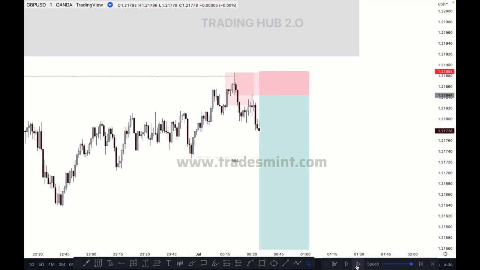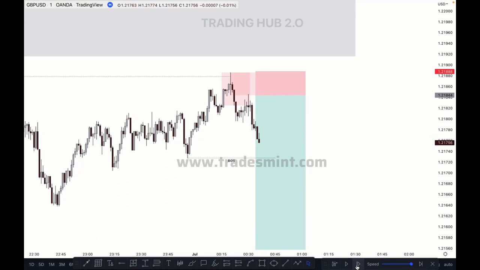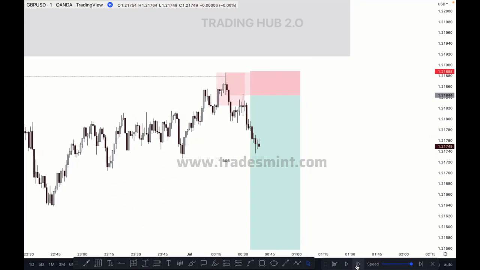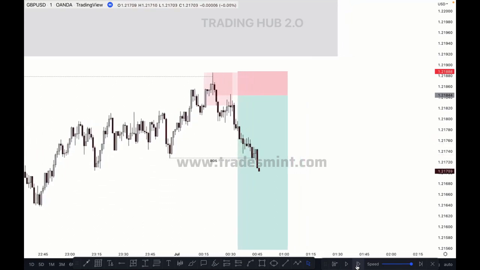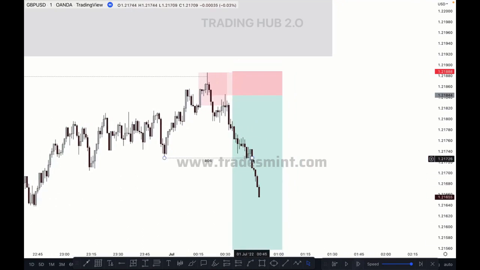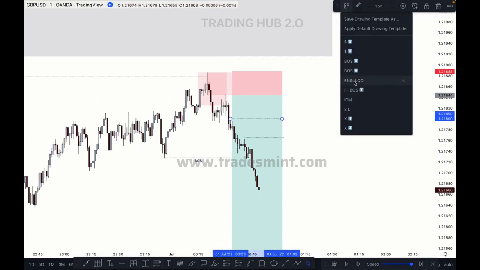You can see the first entry is activated, and we wait for another entry. Let's see what happened here. As you can see, the market broke this structure. After breaking this structure, where is our first inducement? This high becomes our first inducement, and this high becomes our engineering liquidity.